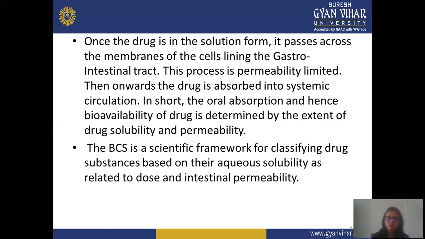So in this route you check both permeability and solubility, to see whether both parameters are acceptable. If the drug is properly solubilized, there may be chances that it does not permeate the membrane or shows a permeability issue. If it has more permeability but less solubility, you check both parameters, and onward the drug is absorbed into the systemic circulation. In short, oral absorption and hence the bioavailability of a drug is determined by the extent of drug solubility and permeability. Hence BCS classification is mainly used to determine the solubility and permeability, or how much drug permeates or solubilizes at that particular site.